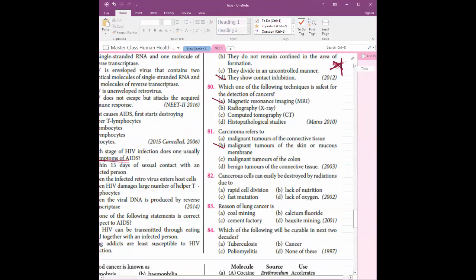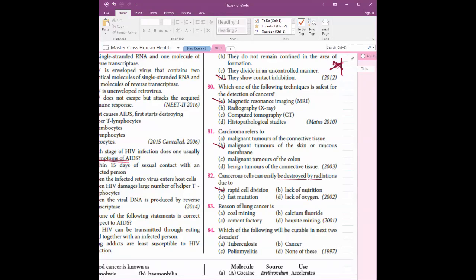Okay. Cancerous cells can easily be destroyed by radiations, due to what? Mutation meaning it can be mutation, but then what is the idea behind this? Cancerous cells can easily be destroyed by radiations. Why? Because they are rapidly dividing. And because they are rapidly dividing, they can undergo rapid mutations, and when their cell membrane is not properly formed, if you are bombarding it with high energy rays, immediately you are going to see that cell die. The cancer cell is going to just die off.